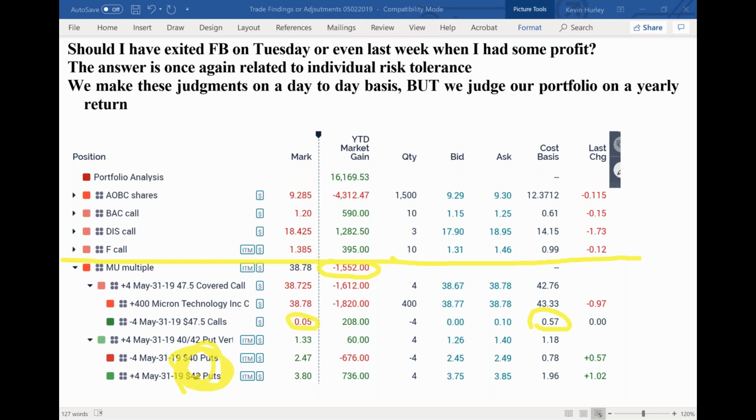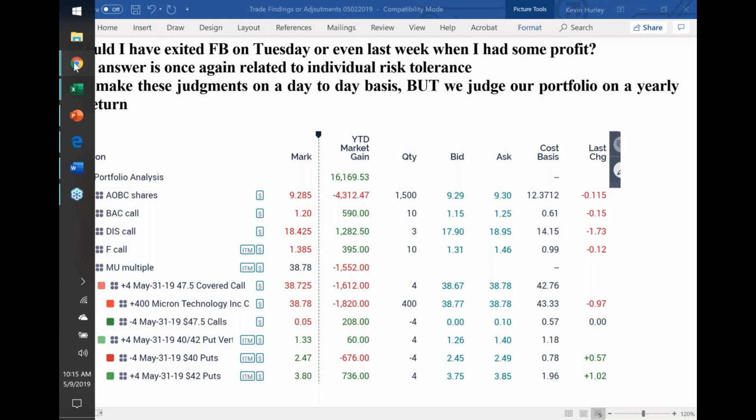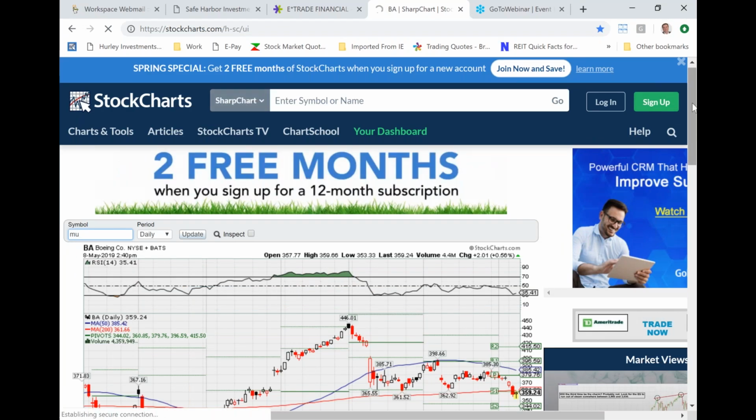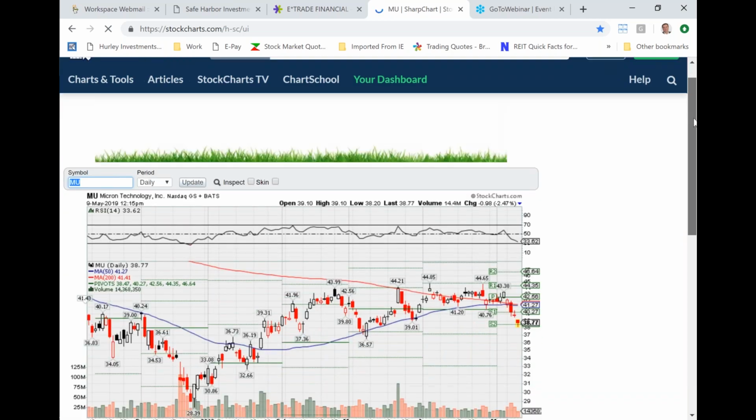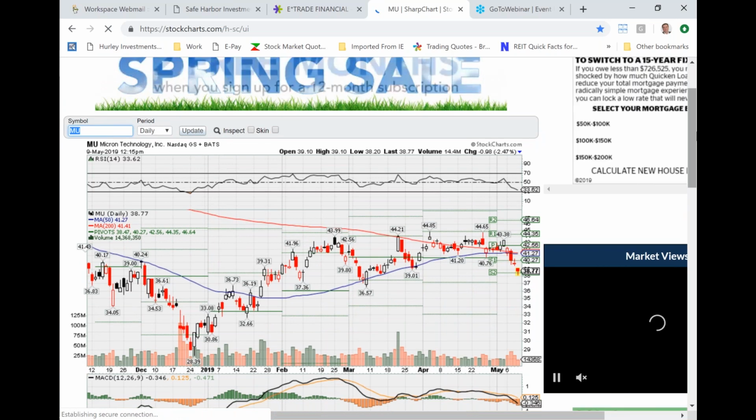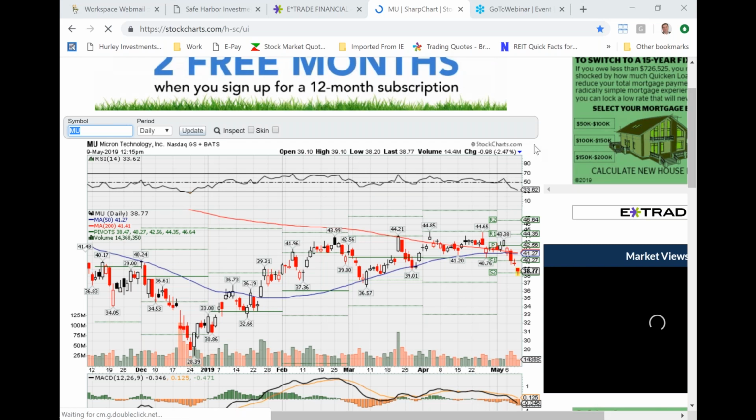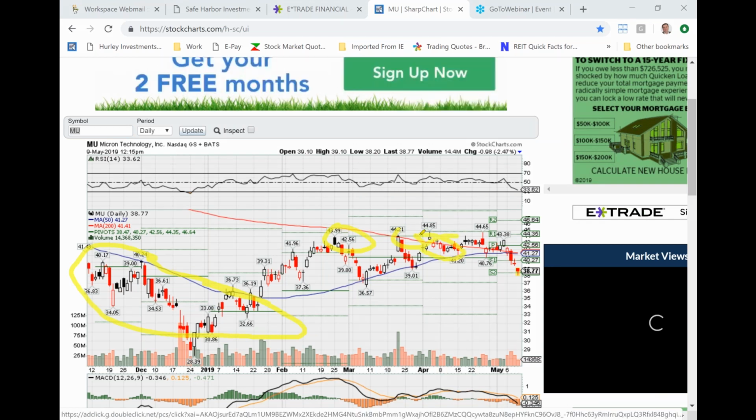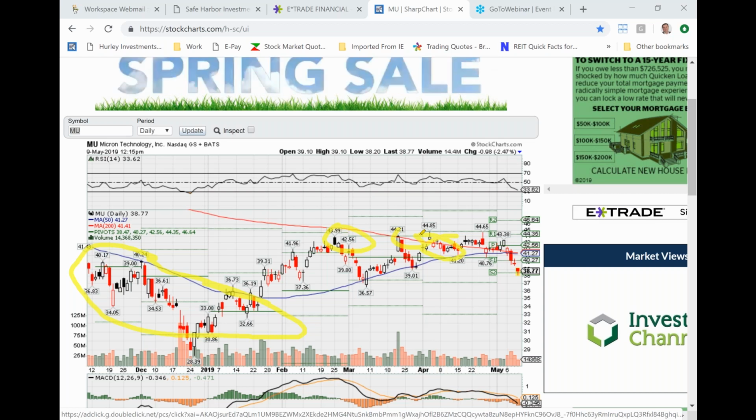Yesterday, I almost put a long put on, but it was so close to 40, I decided to wait. Today, I'm going to have to put a long put on because Micron actually broke all the way down to below 39. And that's important as you look at a chart because it broke through its 50 and its 200 day, and historically, Micron has a really hard time of getting back above it.